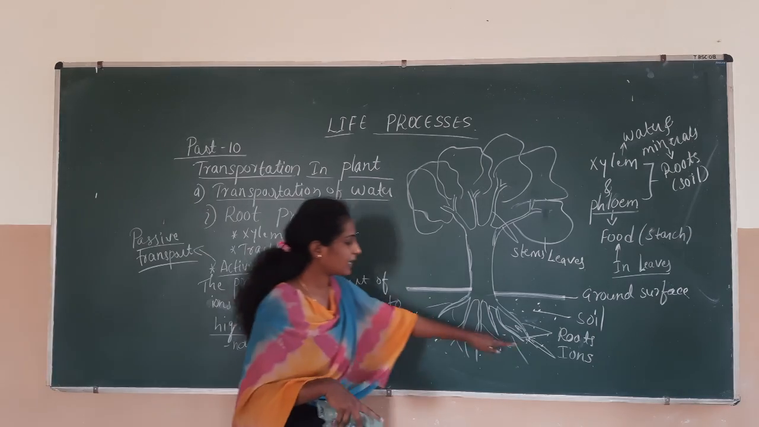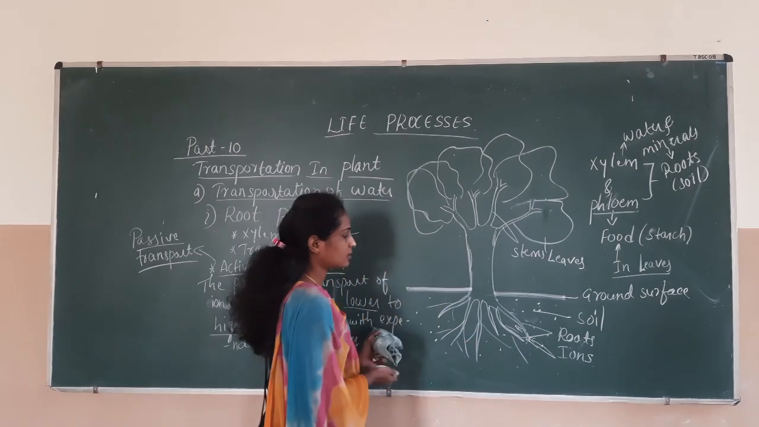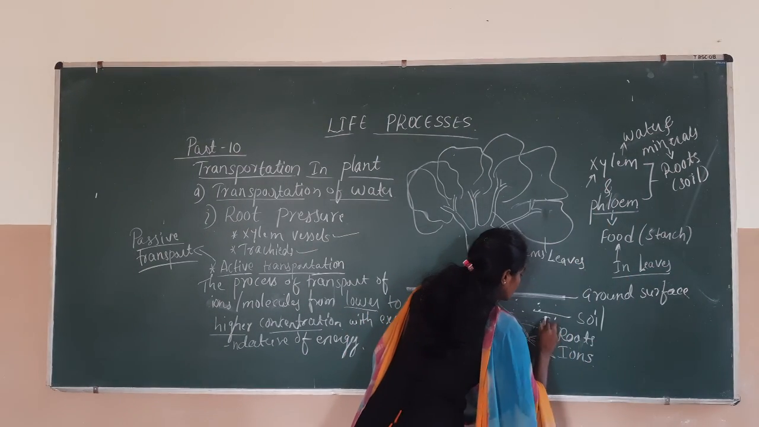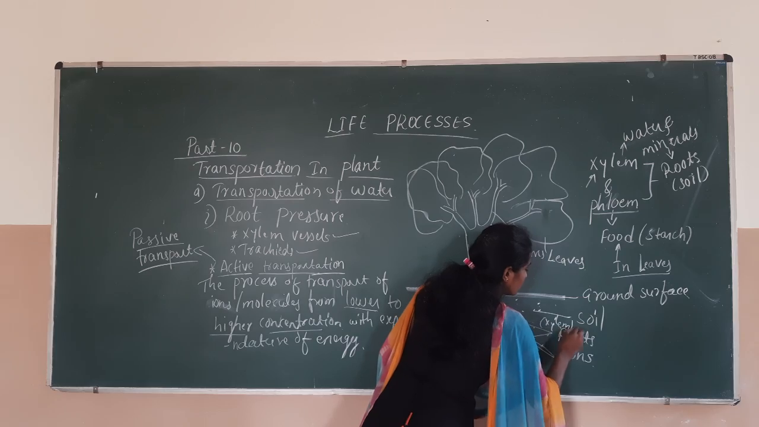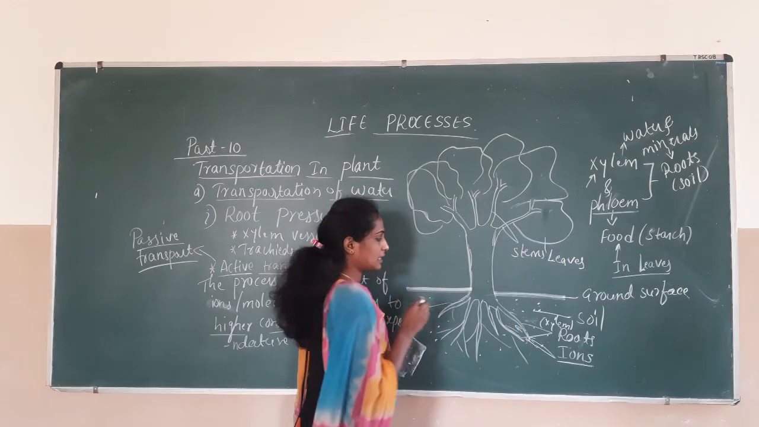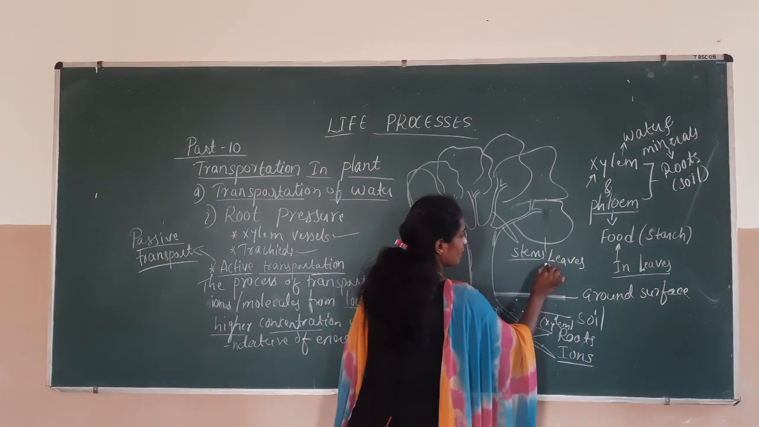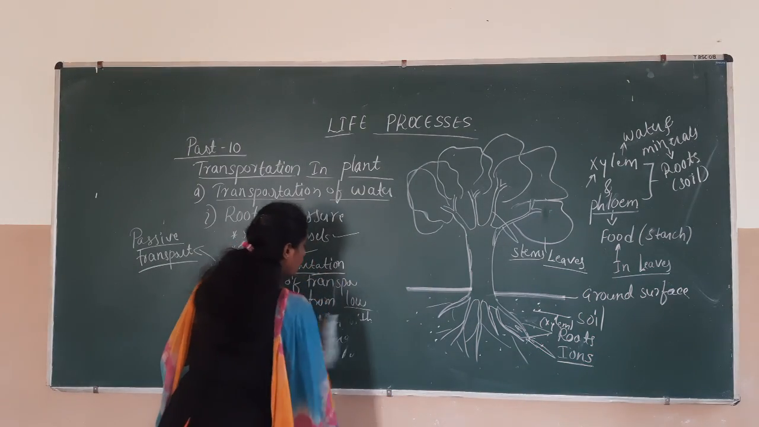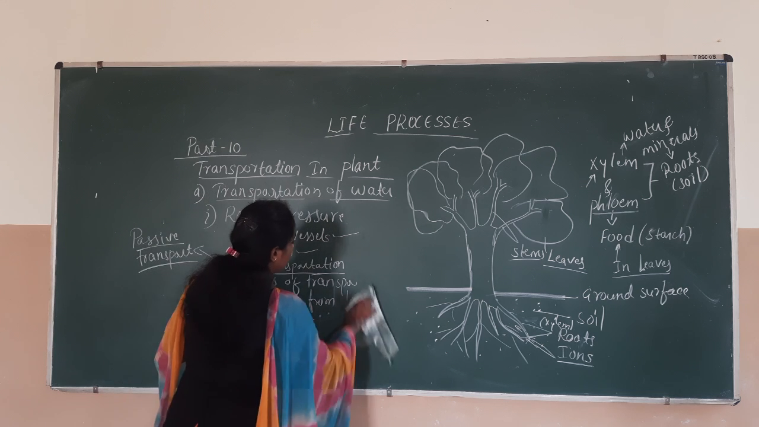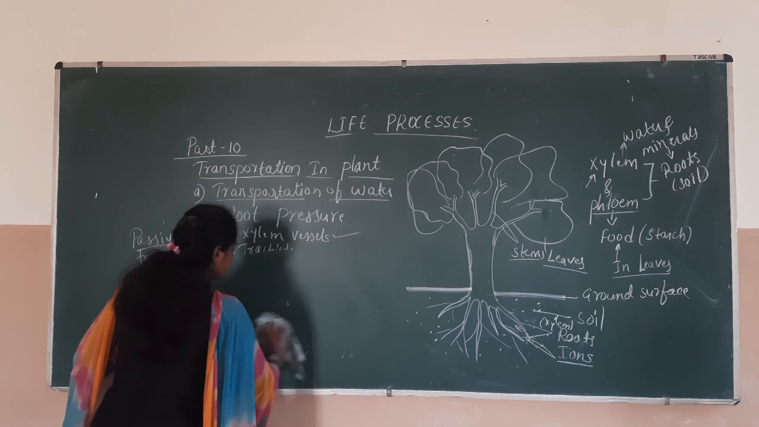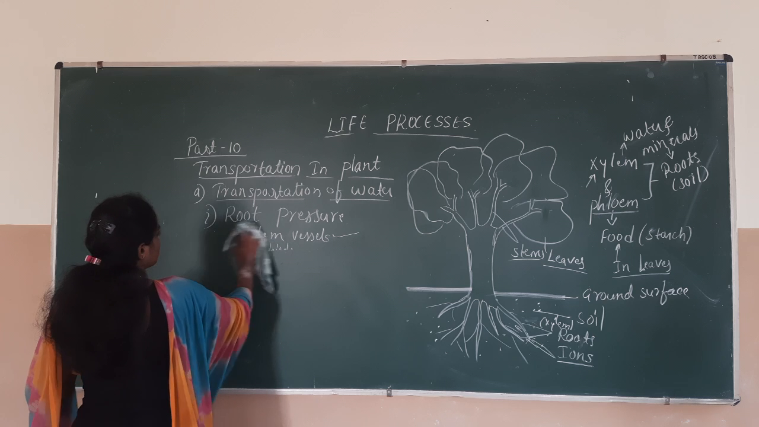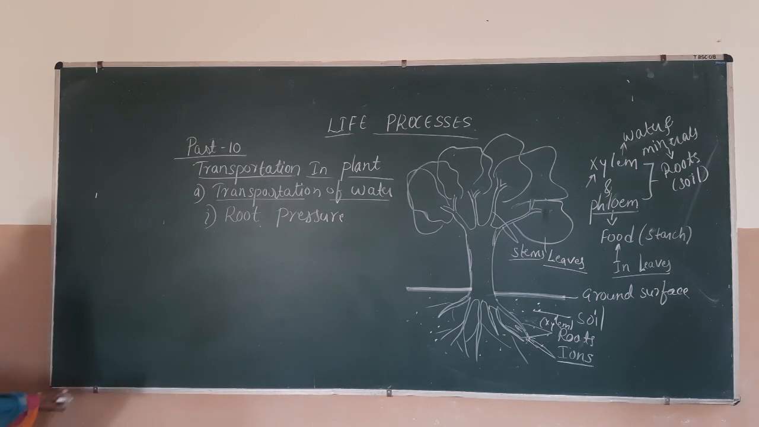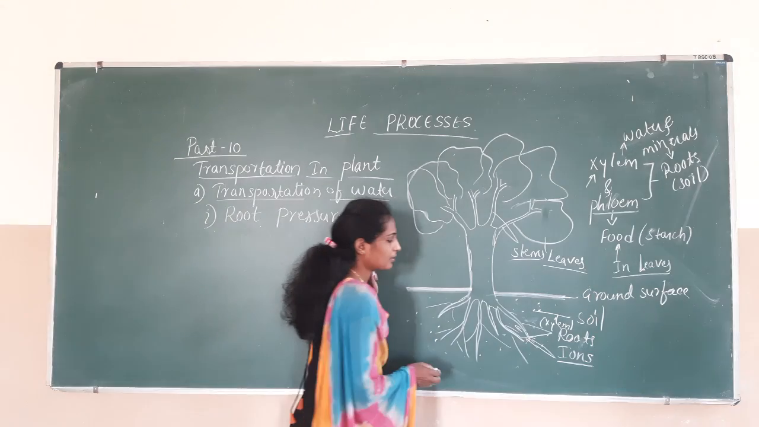The roots actively uptake the ions into the xylem of the roots. The ions enter into the xylem of the roots. The xylem of the root, stem as well as leaves are interconnected. So remember the point: the xylem of roots as well as stem and leaves are interconnected.